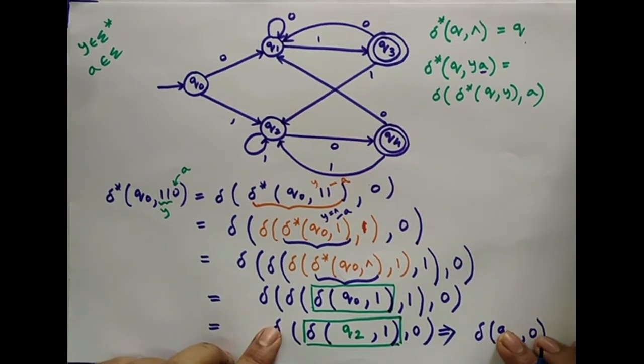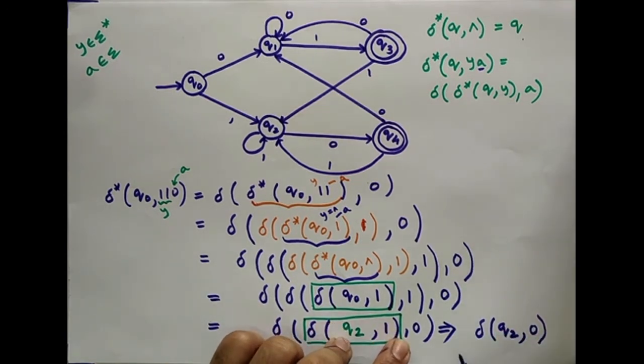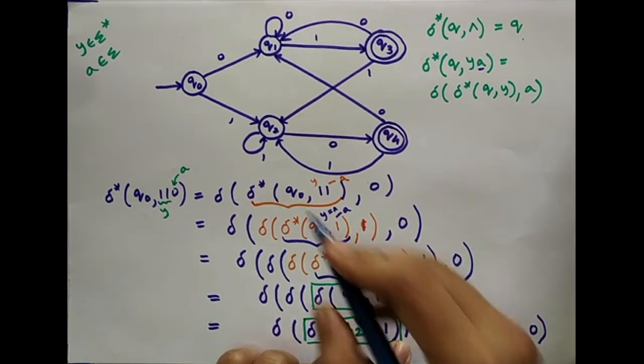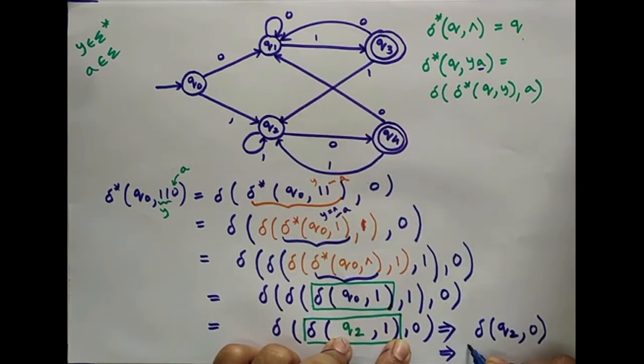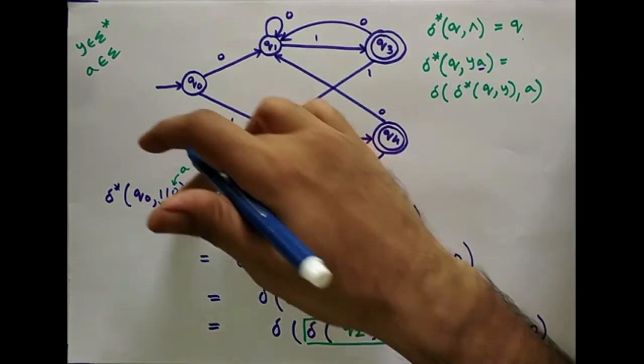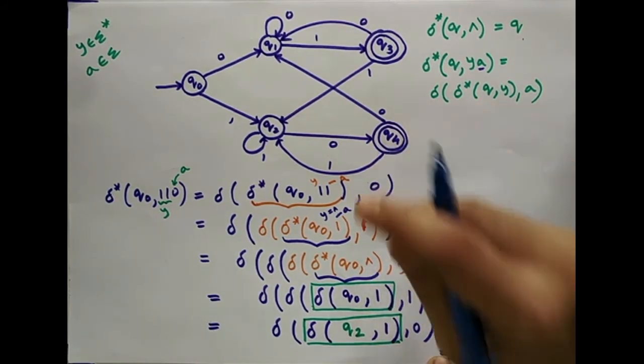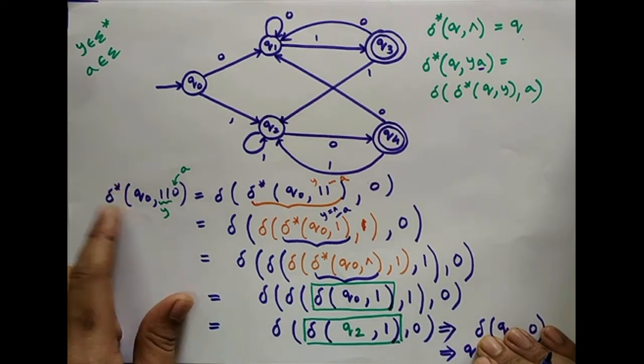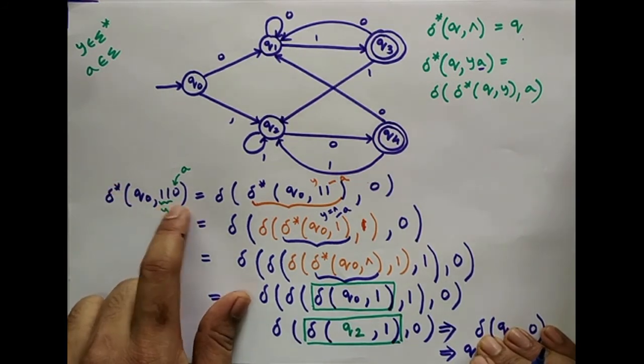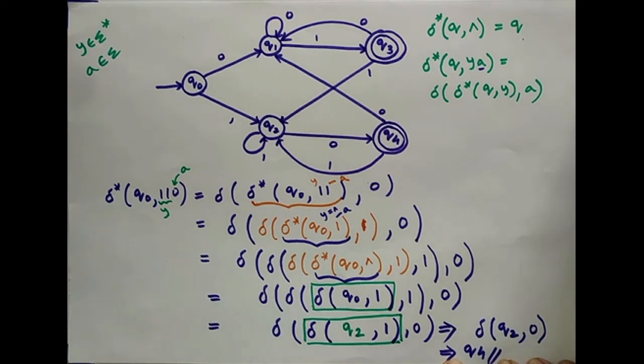Now looking at the figure, you can easily see that q2 on 0 goes to q4. So you have reached q4, the resultant state. Now, is the resultant state also the final state? Is q4 the final state? Yes. And that's why the extended transition function has concluded that this entire input string is accepted, because the state that we finally landed in is a final state. So this is how the extended transition function works.